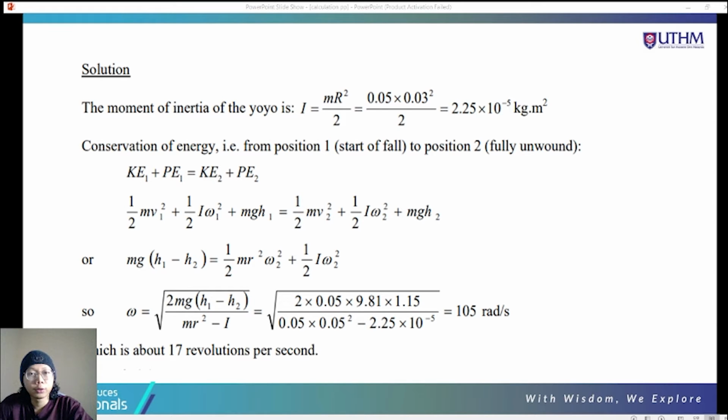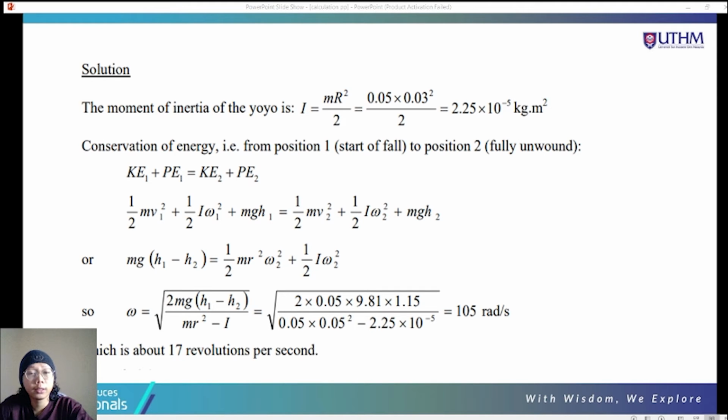So this is our solution. Our moment of inertia is I equals mr squared over 2, because a yo-yo is approximately a solid cylinder, spinning about an axis through its center. We just need to substitute our values: our mass is 0.05 kilogram times our radius 0.03 meter squared over 2, and then we will get 2.25 times 10 to the power of negative 5 kilogram meter squared. That is our moment of inertia.